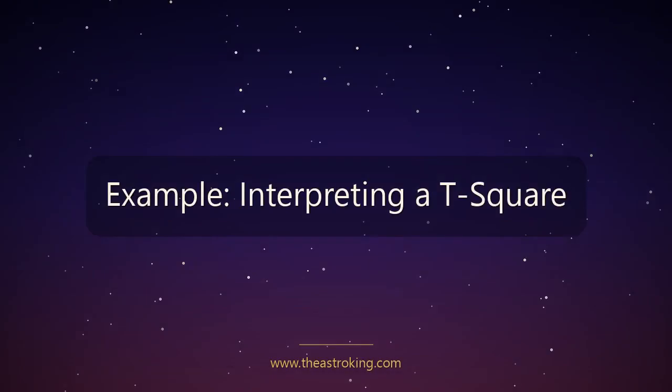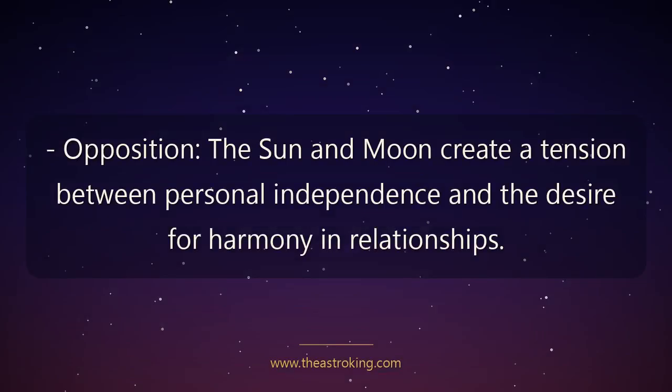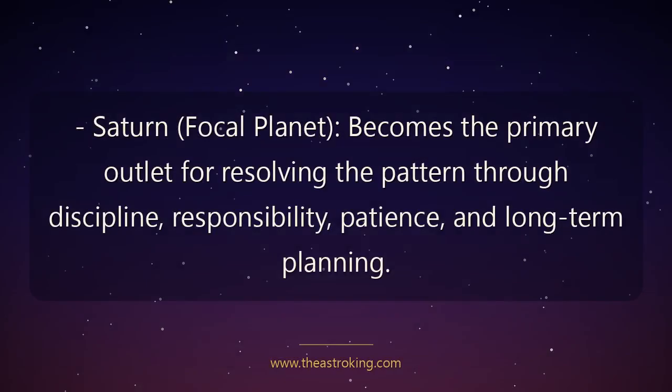Example: interpreting a T-square. Suppose a birth chart contains the Sun in Aries opposite the Moon in Libra, with Saturn in Cancer forming square aspects to both planets. An astrologer breaks this pattern down into 4 key components. Opposition. The Sun and Moon create a tension between personal independence and the desire for harmony in relationships. Saturn, focal planet, becomes the primary outlet for resolving the pattern through discipline, responsibility, patience, and long-term planning.